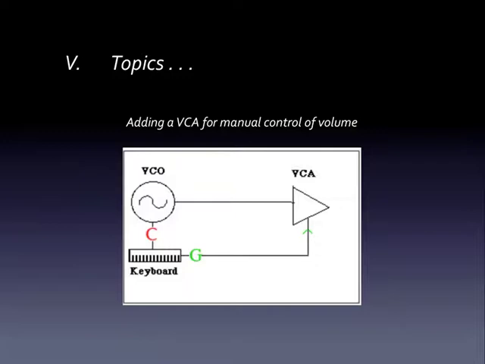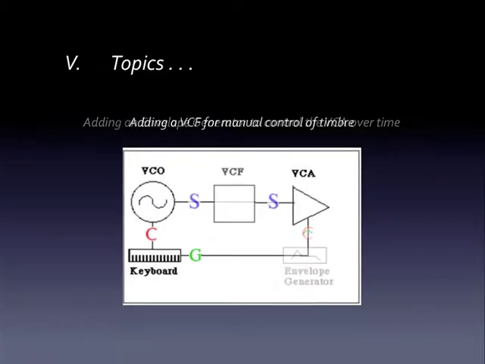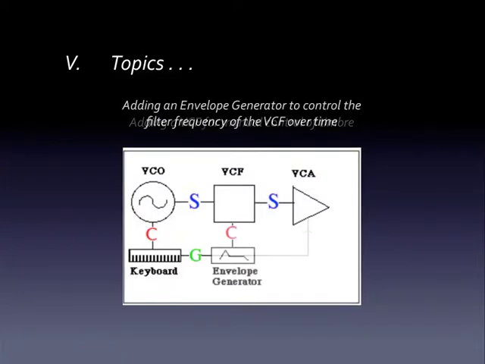Then, adding a voltage-controlled attenuator, or VCA, to enable manual control of the volume. Then adding an envelope generator to control the VCA to enable changing the volume over time. Then adding a voltage-controlled filter to enable manual control of the timbre. Then adding an envelope generator to control the filter frequency of the VCF to enable changing the timbre over time.